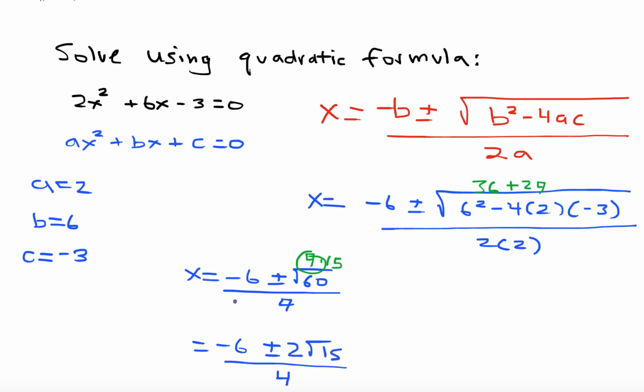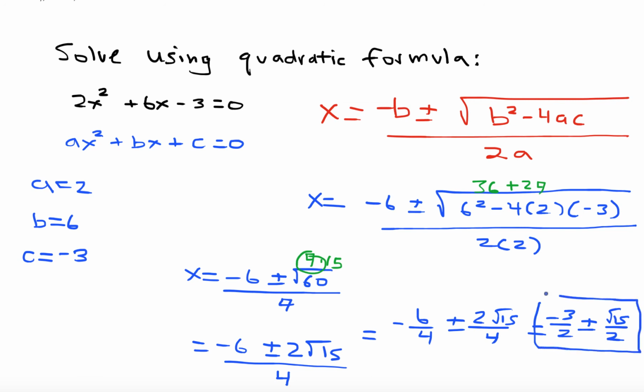And then from here we can split these up. So we get negative 6 over 4 plus or minus 2 radical 15 over 4, and then we can finally reduce it. So we get a final answer of negative 3 over 2 plus or minus radical 15 over 2. And these are our two solutions. So the quadratic formula gives us the two solutions for this particular quadratic equation.